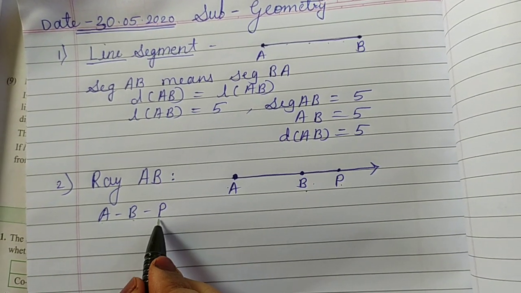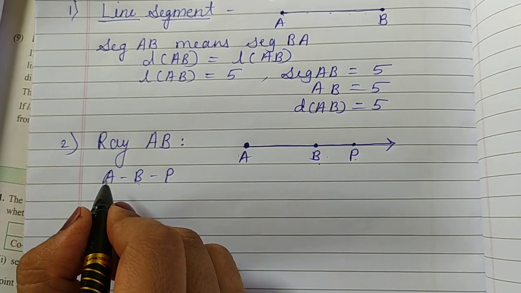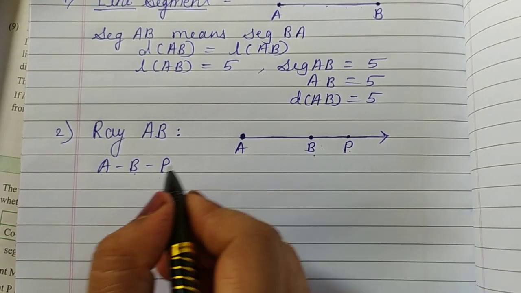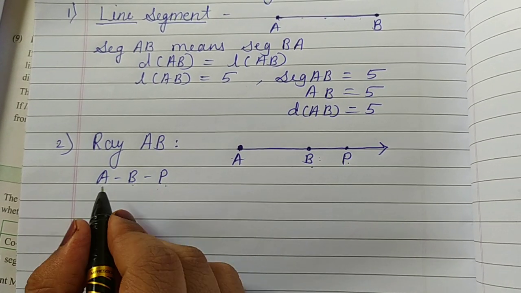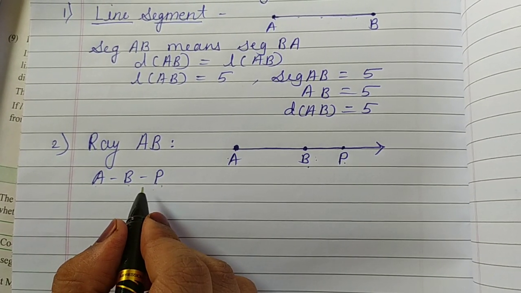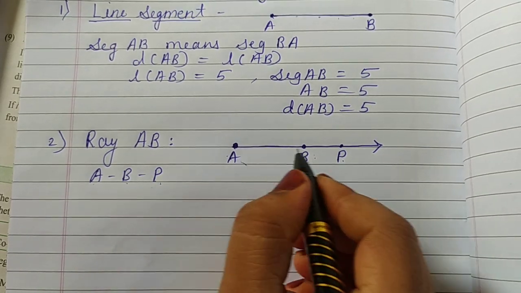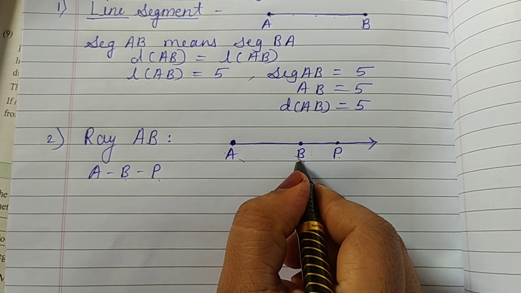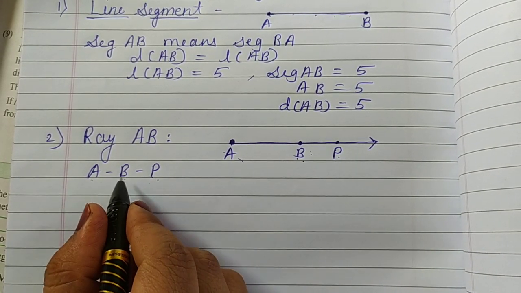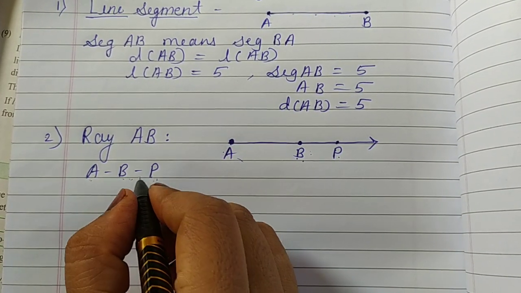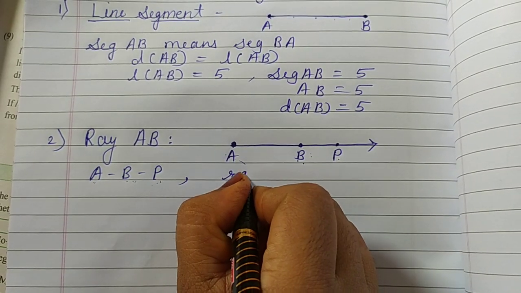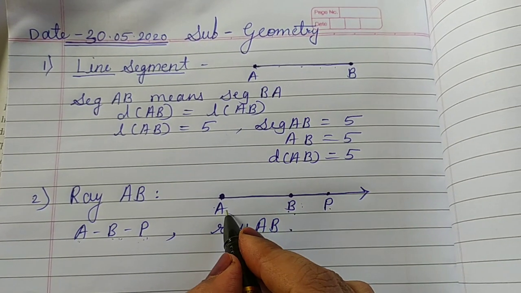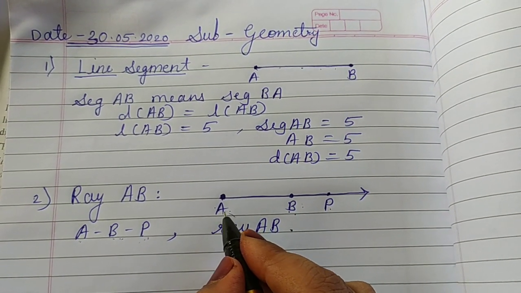What is this? ये जो हमने लिखा है इसका मतलब होता है कि A, B, P तीनों एक ही लाइन पे हैं. Whenever it comes like this, you have to consider that these 3 points are on a line. So what is a ray? Ray AB is such that it is a union set of all points on the AB such that P is like this, A, B, P. It is called a ray AB. Here point A is called end point of ray AB. This is the end point.